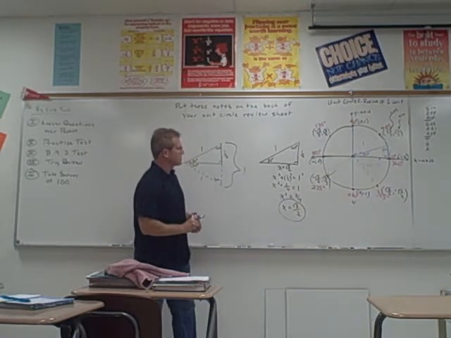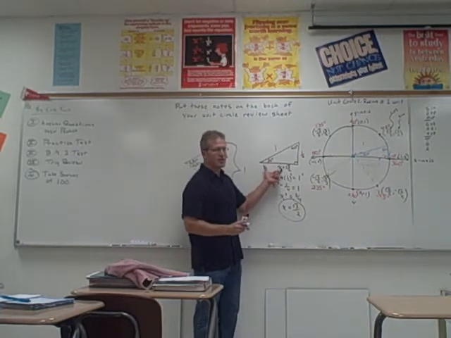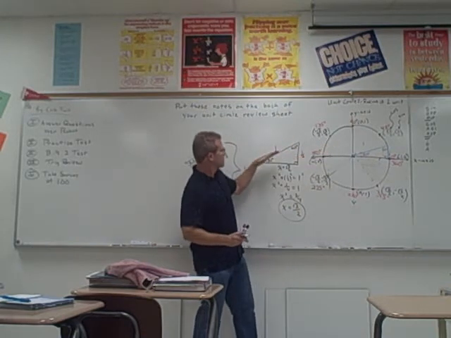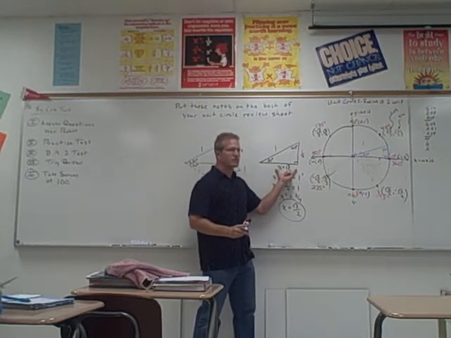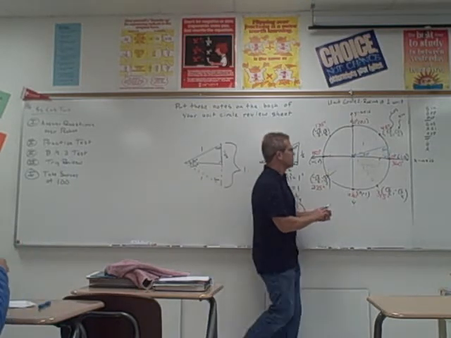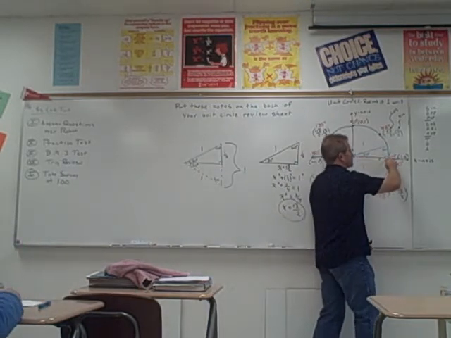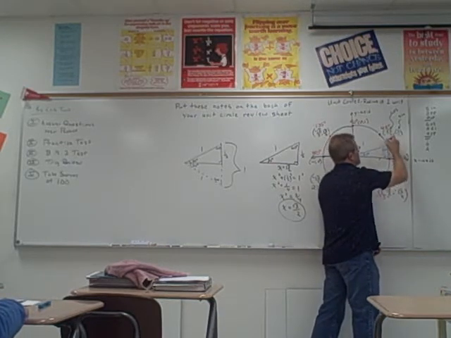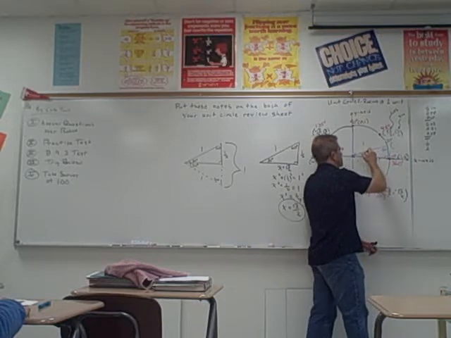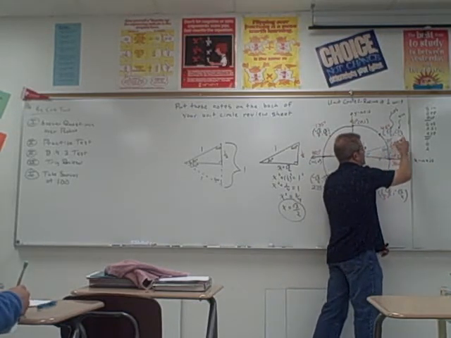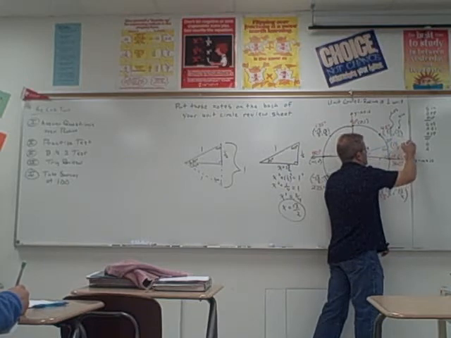Here's what I want you to notice. The longest side on a 30, 60, 90 triangle, when the radius is 1, which it always will be on the unit circle, the longest side is always going to be square root 3 over 2. The shorter side is always going to be a half. So I'm going to go over square root 3 over 2, up a half, so my coordinates at 30 degrees are going to be square root 3 over 2, and then up a half.